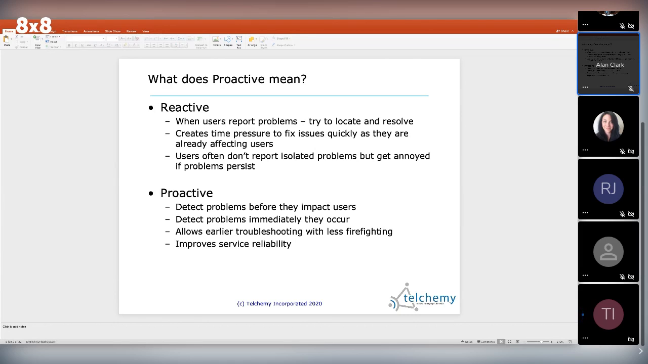The proactive approach is to detect problems before they impact users, detect problems immediately as they occur, and so this allows you to do earlier troubleshooting with less firefighting and fewer annoyed users, and overall this improves the reliability of the service. Problems do occur, but if you can find them quickly and troubleshoot them quickly, then overall you have a better service quality.